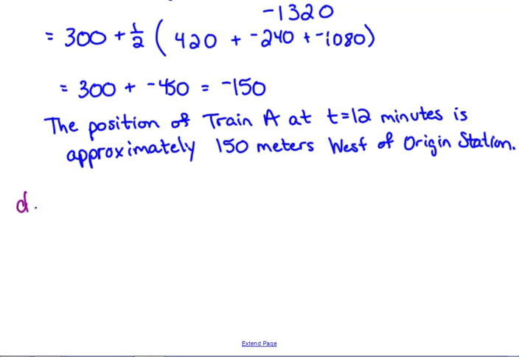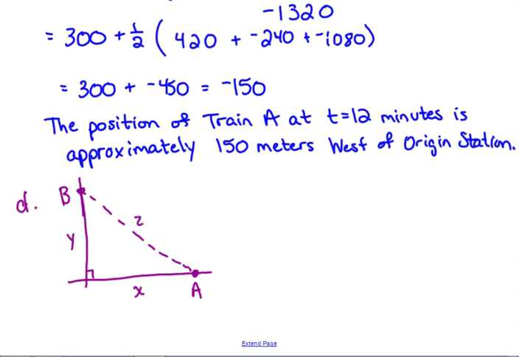So let's think about this. Let's just draw our little scenario here. At time 2, we know that train A is 300 meters east. So train A is over here. At time 2, train B is 400 meters north. So train B is over here. So the distance between them is that right there. So what do we have? We've got the Pythagorean theorem. We've got x, we've got y, we've got z. X squared plus y squared equals z squared. Take the derivative because we want the rate at which it's changing.